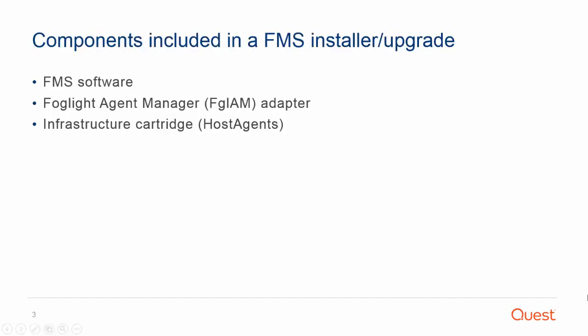Here's what's included in the FMS upgrade installer: the FMS software, an upgrade to the Foglight Agent Manager adapter, and the infrastructure cartridge, which is the host agent's cartridge.